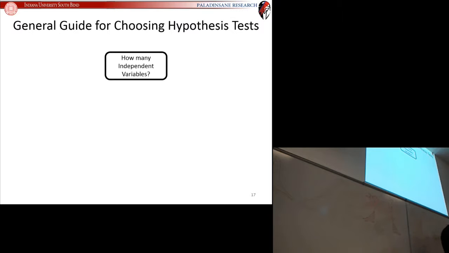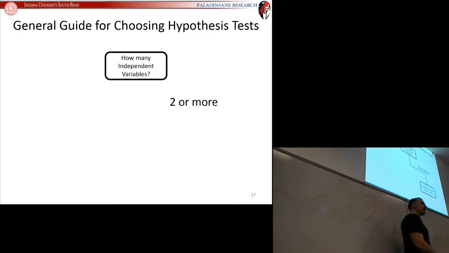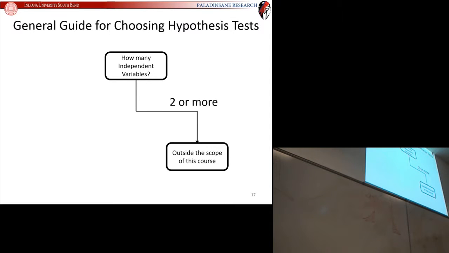So the decision tree that I'm going to show you starts with: how many independent variables do we have? I'm illustrating this because it goes a little beyond the scope of the course, but it's key to know whether you have 2 or more independent variables, 2 or more causes that you are manipulating and testing, or just 1. If you have 2 or more, that is outside the scope of this course.